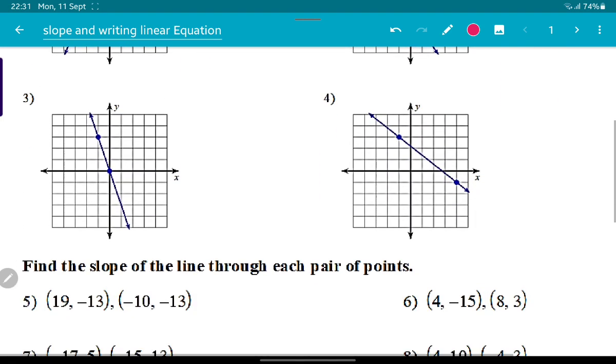You can try both of these examples. Like the run is 1 and the rise is 3, so it's 3 over 1. This is 1, 2, 3, 4, 5. 1, 2, 3, 4. So it's 4 over 5, but this is negative. Same here, it's negative because this graph is going up left.